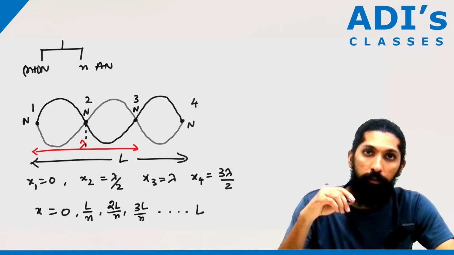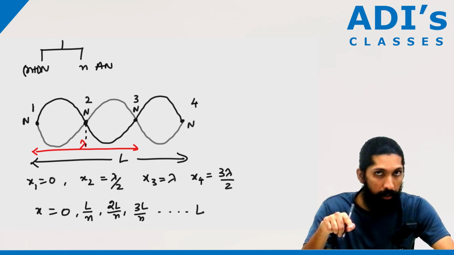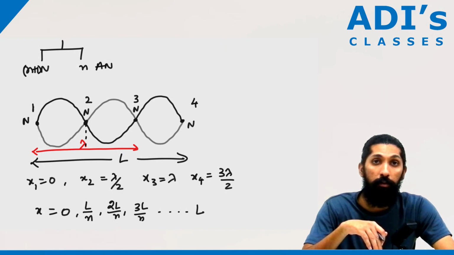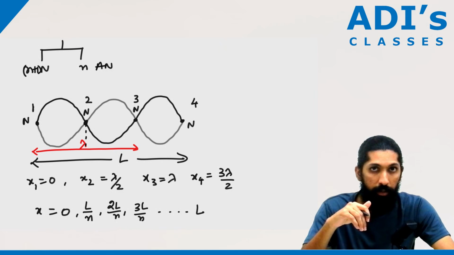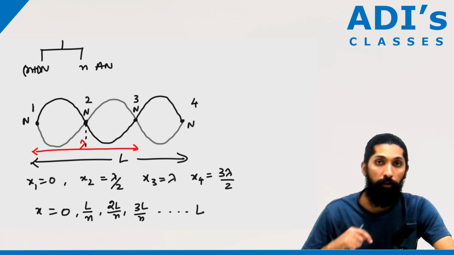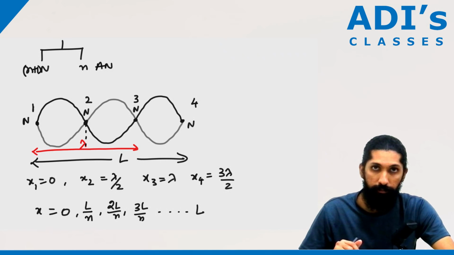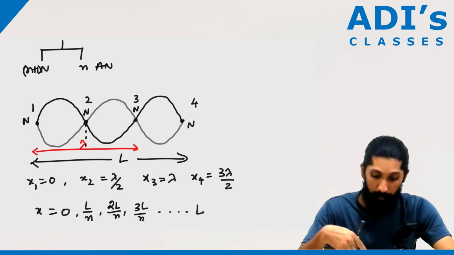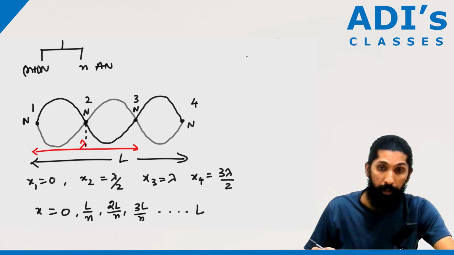Remember the relation between lambda value and L value? This is how we are going to get it. Lambda value is equal to 2L by N, right? So if you use that, we are going to get this particular formula. Fair enough? That means, let's solve this one for the first case, which is x2, lambda by 2.